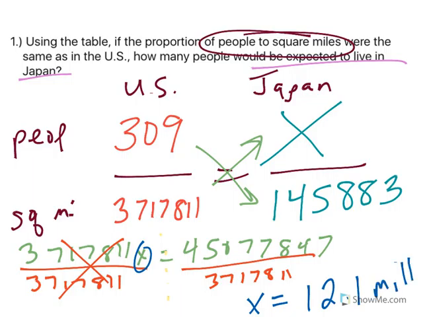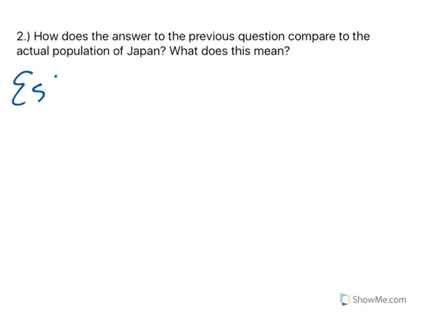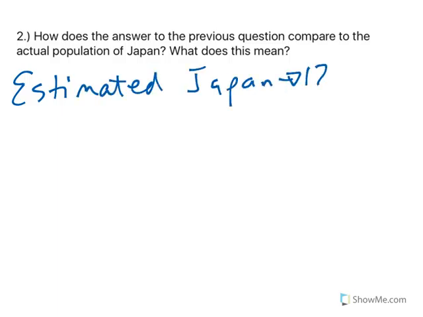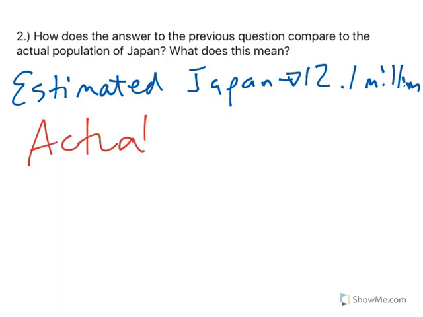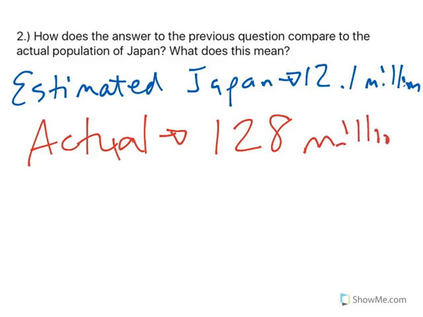Okay, well, this leads us into our next page. So we just found that the estimated people in Japan would be 12.1 million. Okay, well, how does this compare to the actual? Well, how many actual people do they have? They actually have 128 million. They have more than 10 times what would be estimated if they lived in the same population density as the U.S., right? That means they're super crowded, right? They're living on top of each other. It's a small place, lots of people, it happens.